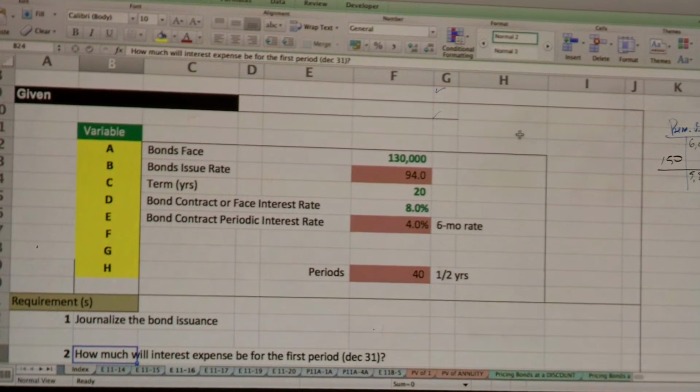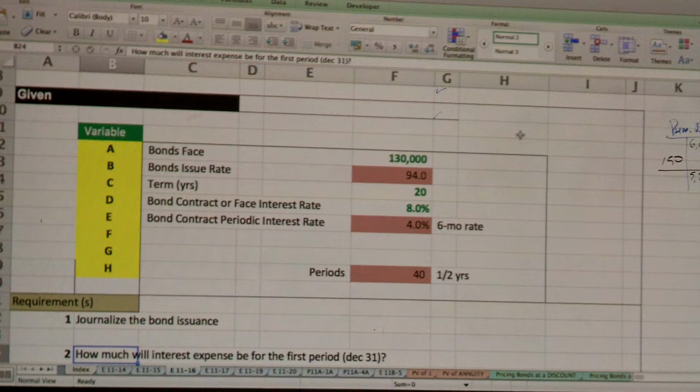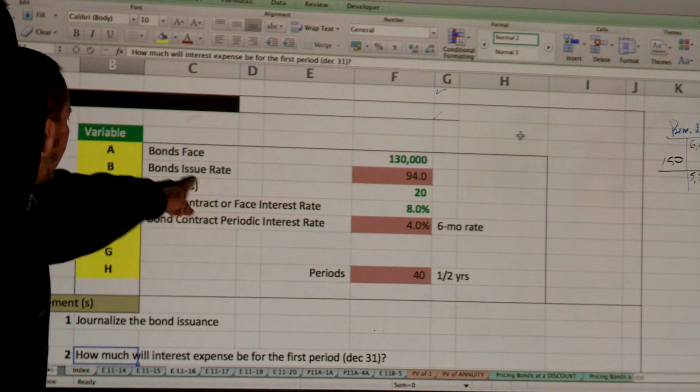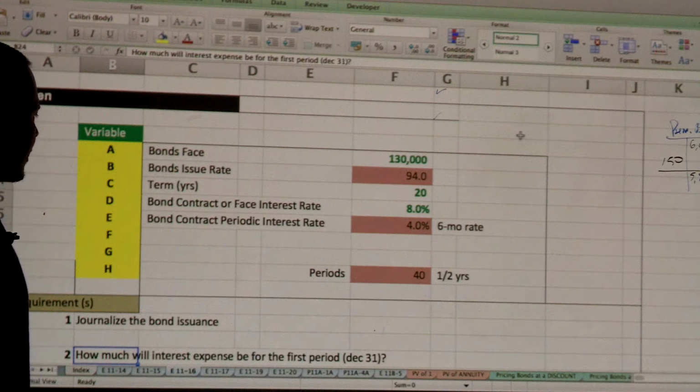In this problem, we are asked to issue a bond with a face amount of $130,000 at an issue rate of 94. Later you'll see that that represents a percentage of face. The term is 20 years.